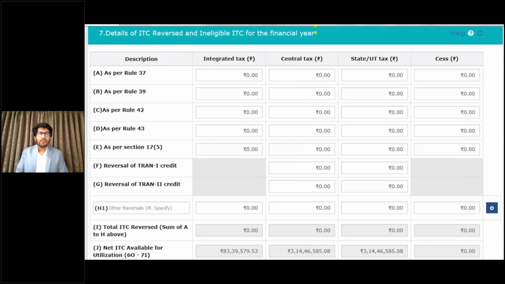So now we would go to table 7. Table 7 covers reversal of ITC which are included in table 6. The words I am stressing over here are to reverse the ITC in table 7, they should be included in my table 6.